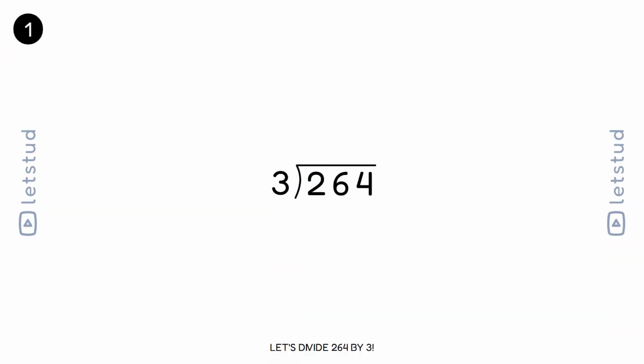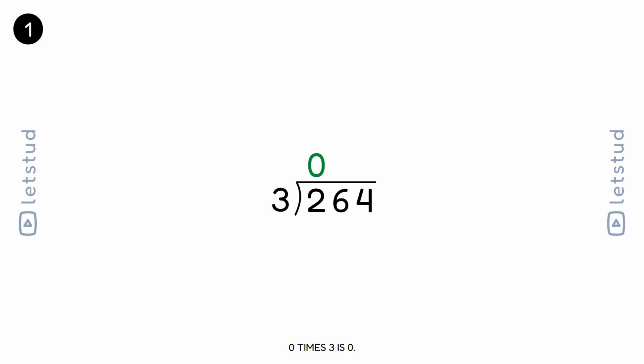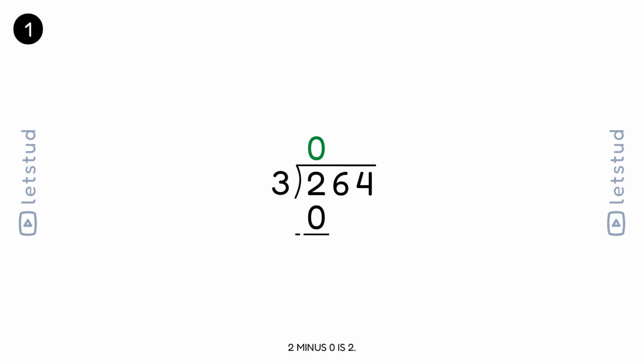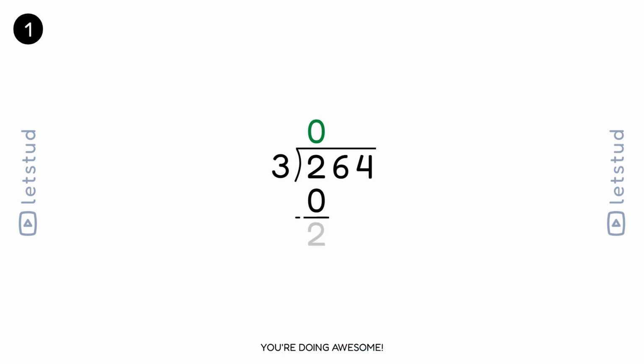Let's divide 264 by 3. We have the number 264. How many times does 3 fit into 2? It fits 0 times. 0 times 3 is 0. 2 minus 0 is 2. You're doing awesome. Now let's look at the next digit.